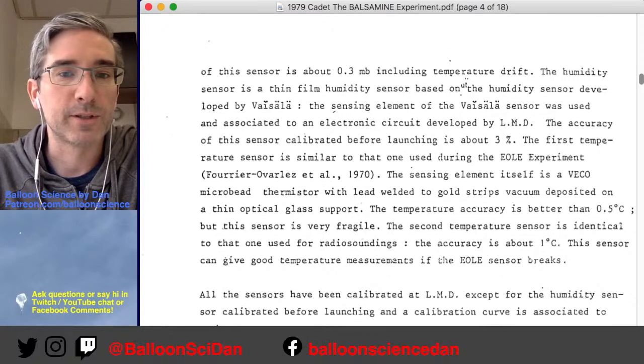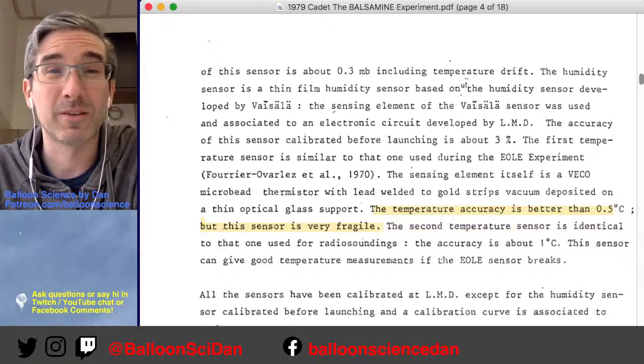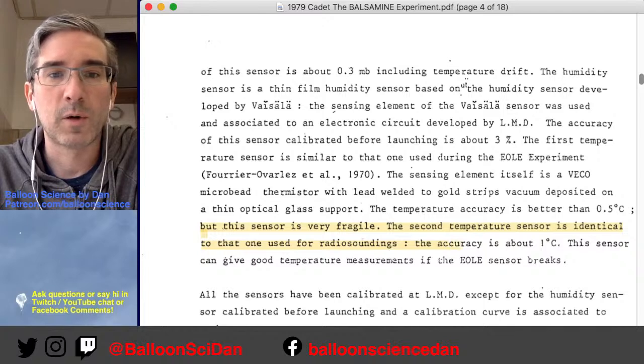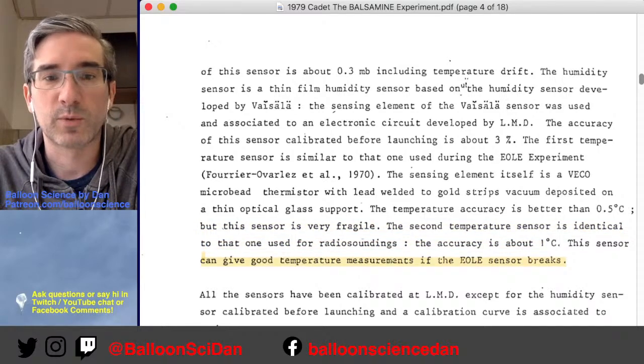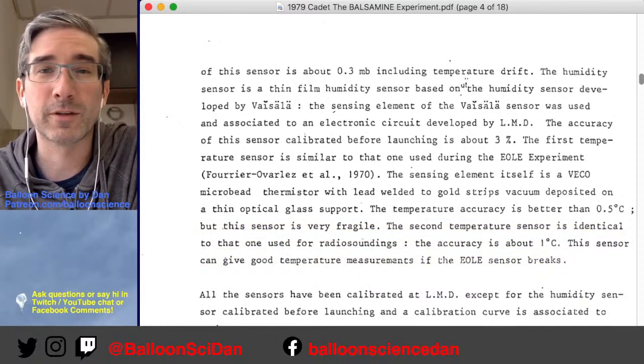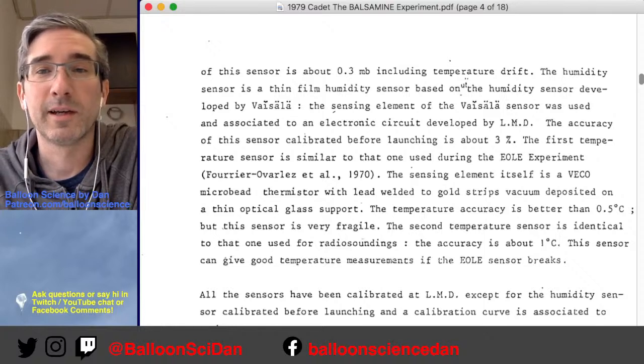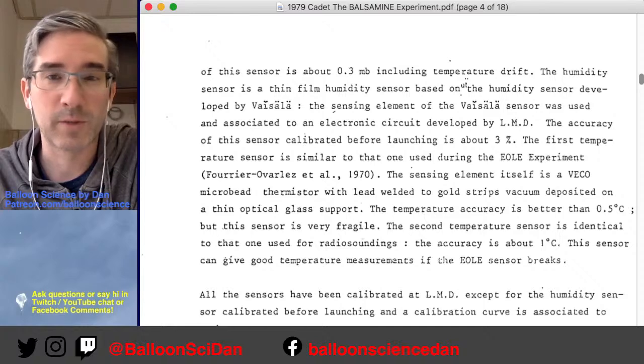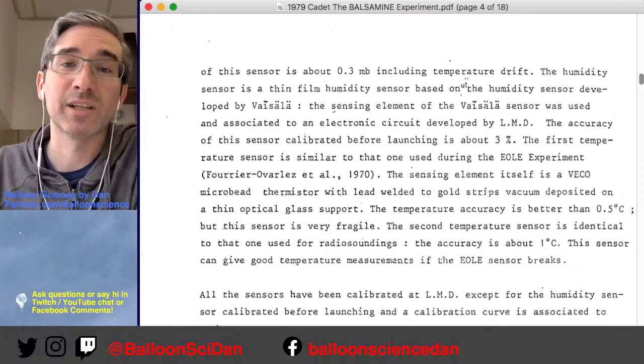The temperature accuracy is better than 0.5 degrees C, but it is very fragile, being very thin glass and like a hair-fine resistor wire. The second temperature sensor is identical to that used for radio soundings, about 1 degree C accuracy. This can give good measurements if the Éole sensor breaks. Now, the ones used for radio soundings are bound to be bigger and thicker and susceptible to solar radiation bias in the daytime. They get hot in the sun.